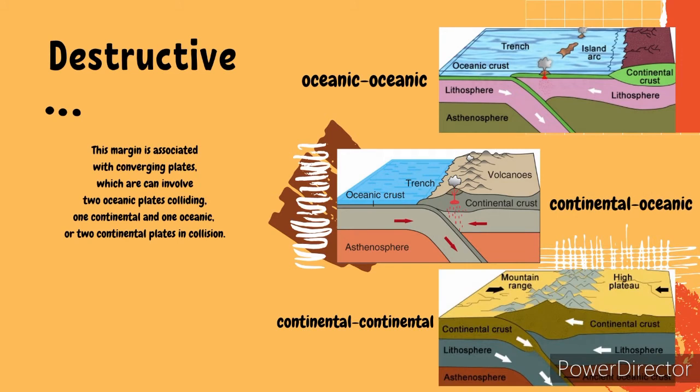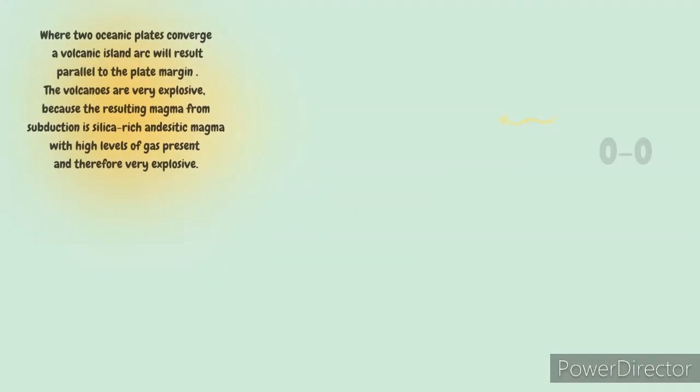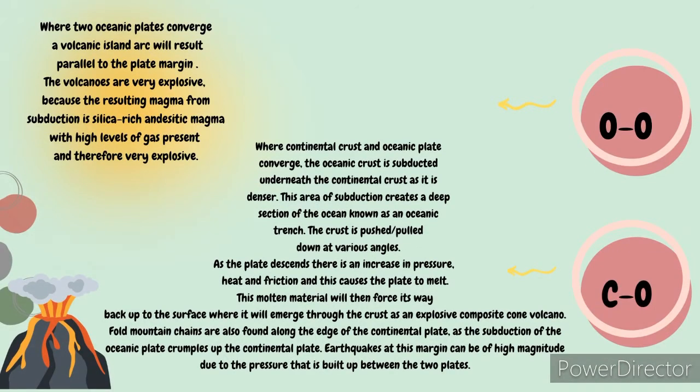Destructive. This margin is associated with converging plates, which can involve two oceanic plates colliding, one continental and one oceanic, or two continental plates in collision. Where two oceanic plates converge, a volcanic island arc will result parallel to the plate margin. The volcanoes are very explosive because the resulting magma from subduction is silica-rich andesitic magma with high levels of gas present, and therefore very explosive.